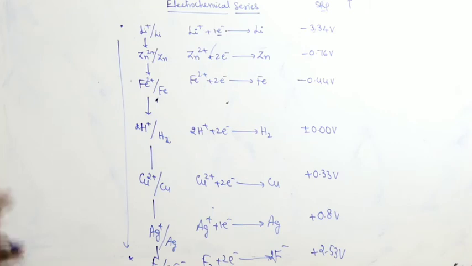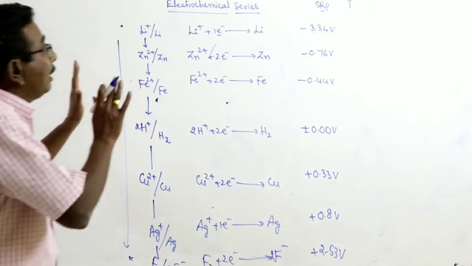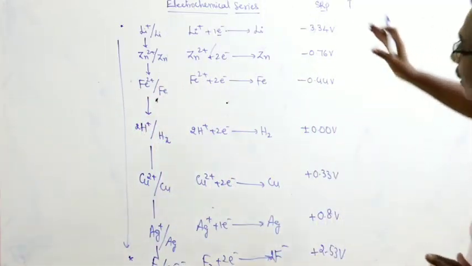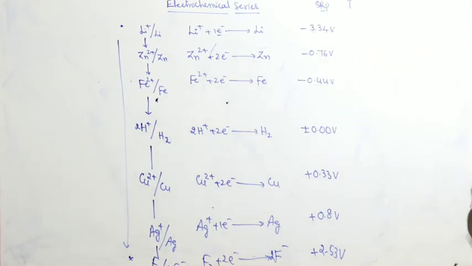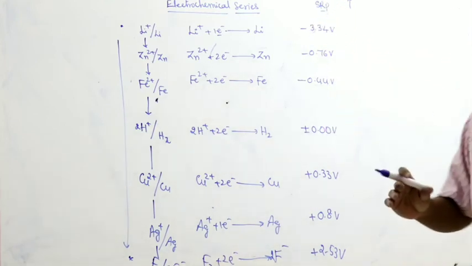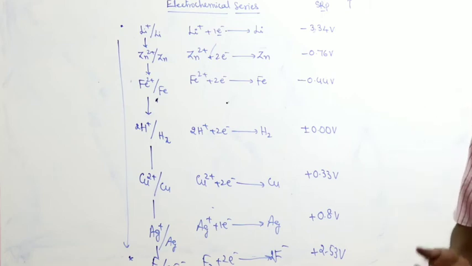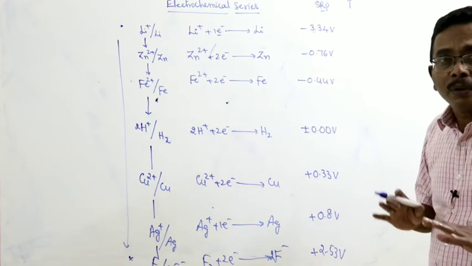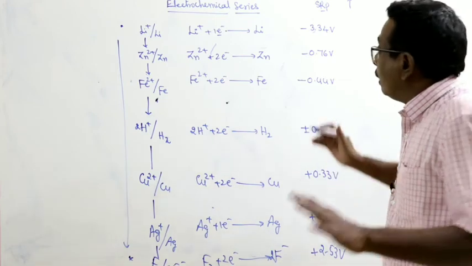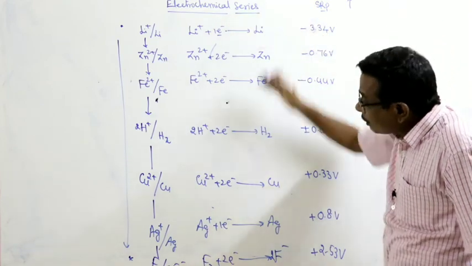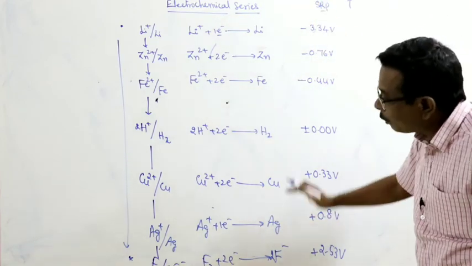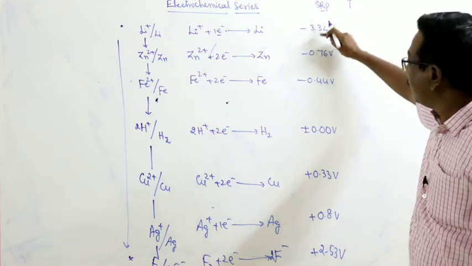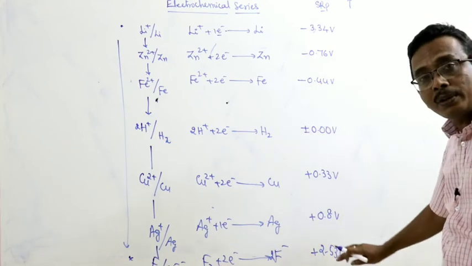Okay. But here, based on the values given in the electrochemical series, if you properly understand the construction of the electrochemical series, then you can easily understand the nature of the element, the reactivity of the element, the behavior of the element also. How? Take for example, in the electrochemical series, as we move from top to bottom, the SRP value gradually increases. Means what? The negative value gradually decreases and the positive value increases.